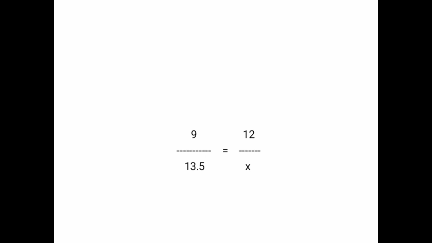The first ratio you wrote, number of cows upon weight of food supplement, is 9 upon 13.5, and you write it on the left side. In the second ratio, number of cows upon weight of food supplement is 12 upon x. The weight of food supplement for 12 cows you have to find, and the value of x you have to find by using the cross multiplication method. Now you have to use the cross multiplication method.